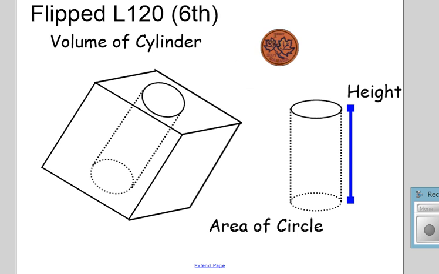Now if I were to take this penny and push it down into that clay, I'd create a hole. And if I think about it correctly, I would realize that I had just created a cylinder. That hole looks like a cylinder. With that in mind, we can start understanding volume.